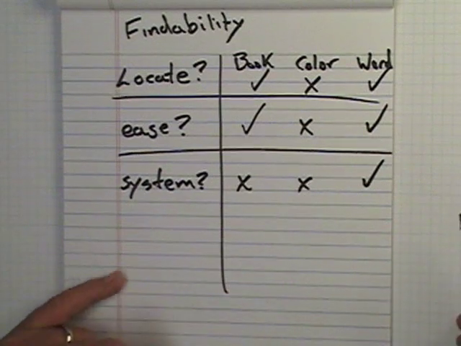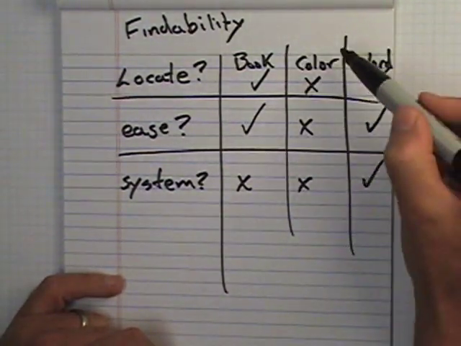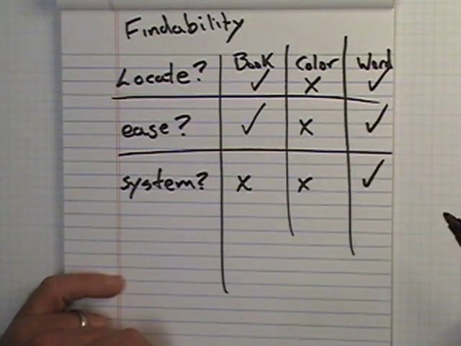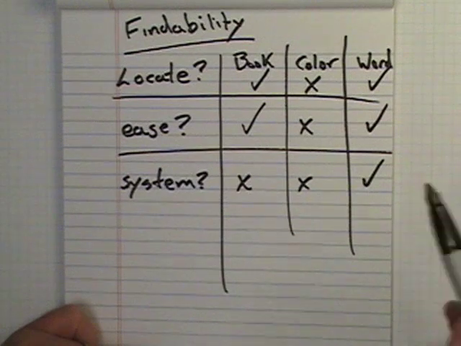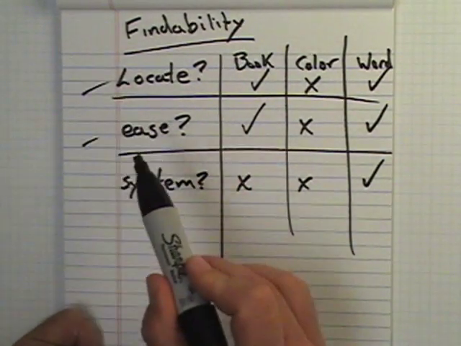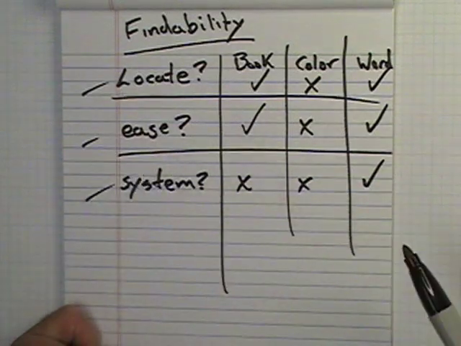So you can see by looking at these three examples of books, colors in water, and words on the web, you can begin to understand the meaning of the word findability in terms of location, ease of location and navigability, and the usefulness of the systems at play.